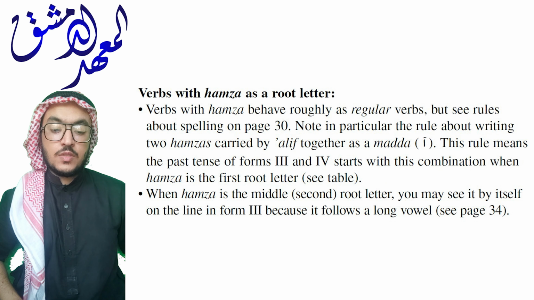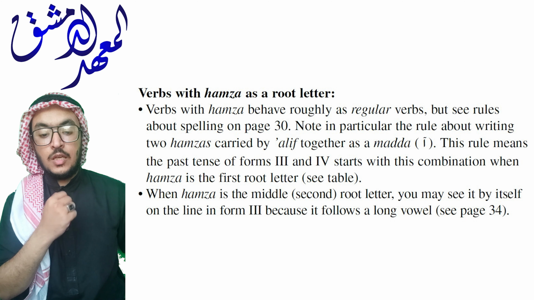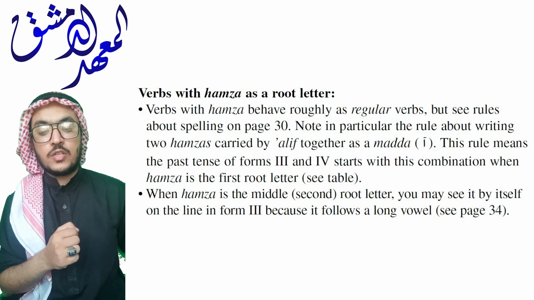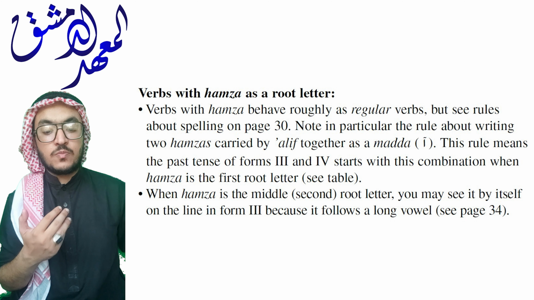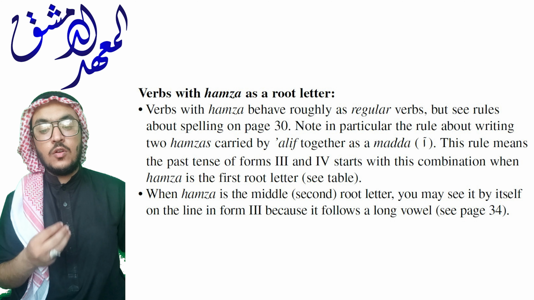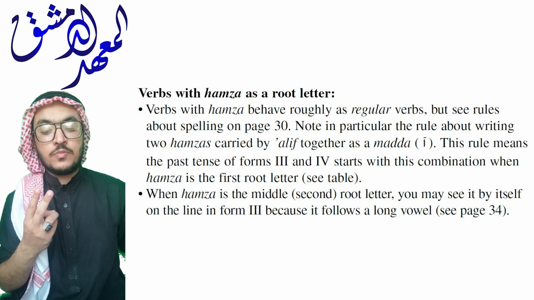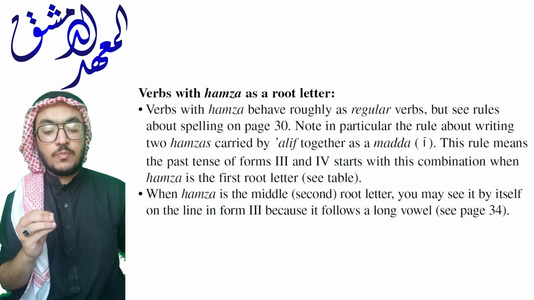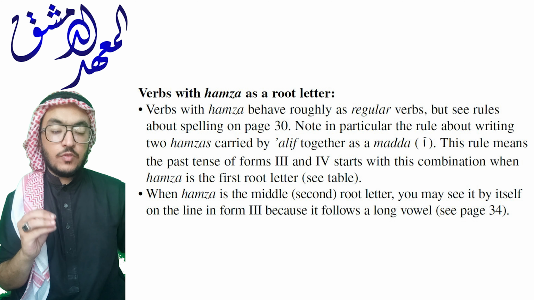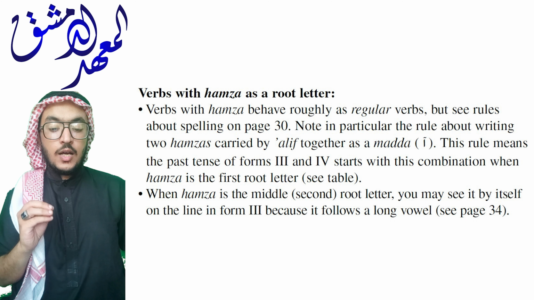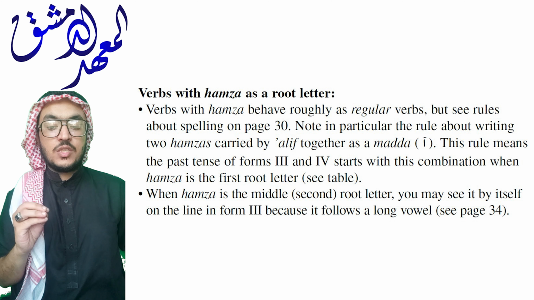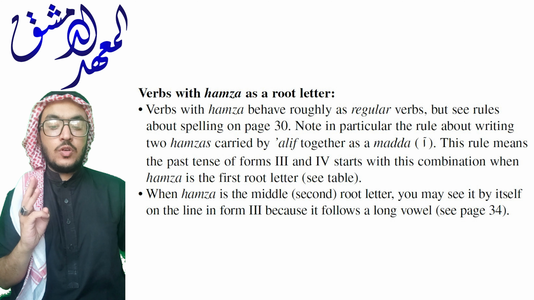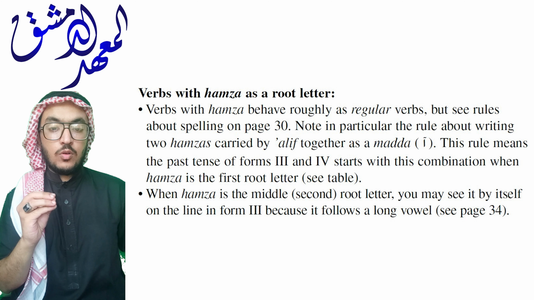Now verbs with hamza as the root letter. Verbs with hamza behave roughly as regular verbs, but see rules about the spelling in the previous videos. Note the particular rule about writing two hamzas carried by alif together as madda. This rule means the past tense of form 3 and 4 starts with this combination when hamza is the first root letter. When hamza is the middle, second root letter, you may see it by itself on the line in form 3 because it follows a long vowel.